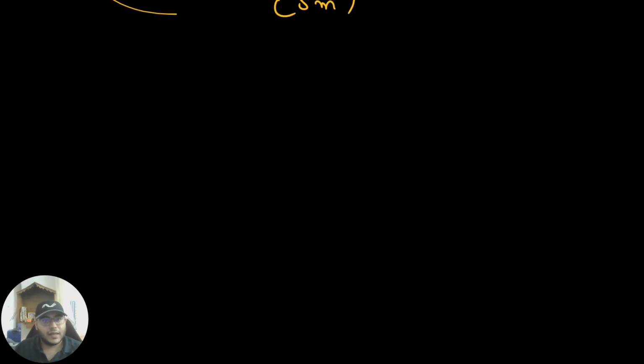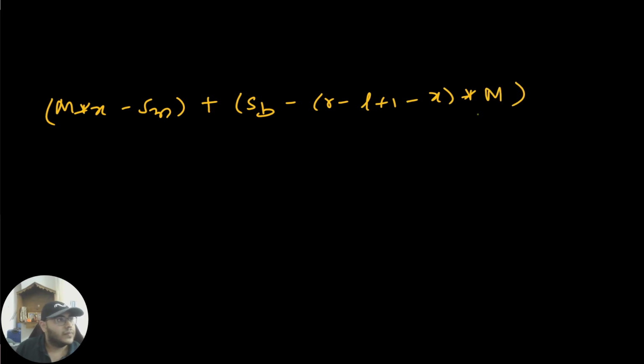Let's say at the end somehow we were able to find the median, the sum of smaller elements, everything. Then we just have to find m into x minus SM plus SB, which is the bigger elements, basically greater than or equal to m, minus (r minus l plus 1 minus x) into m, right? And then this whole divided by k. This will basically give you your answer.